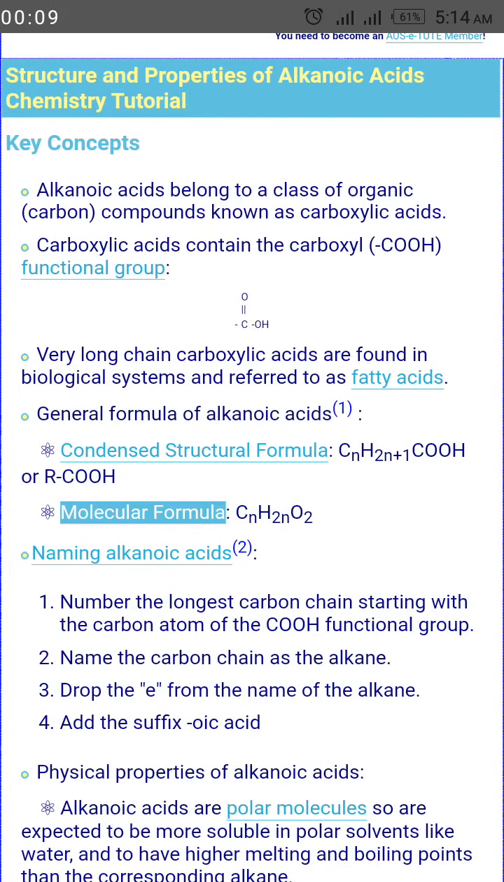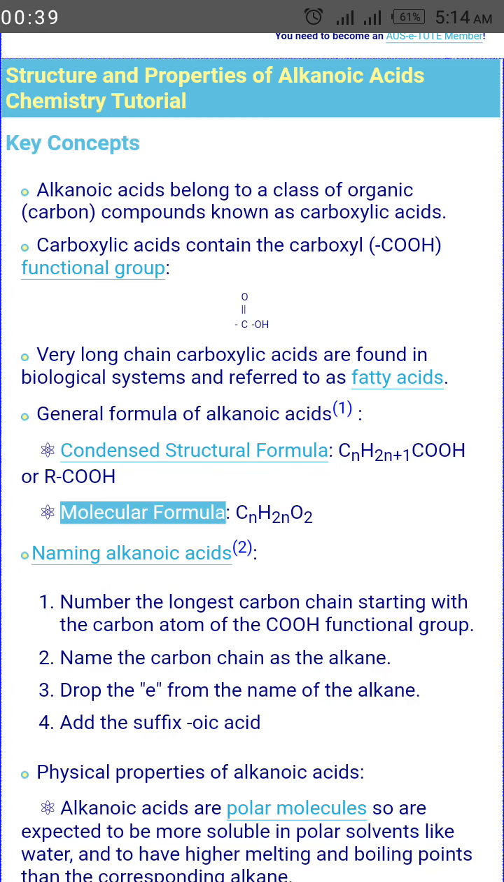Today we'll be looking into the structure and properties of alkanoic acids. So these are the key concepts that you have to master. Alkanoic acids belong to a class of organic compounds known as carboxylic acids, and carboxylic acids contain the COOH functional group. So COOH is the functional group of carboxylic acids. Whenever you hear carboxylic acid, it's the same as alkanoic acid.